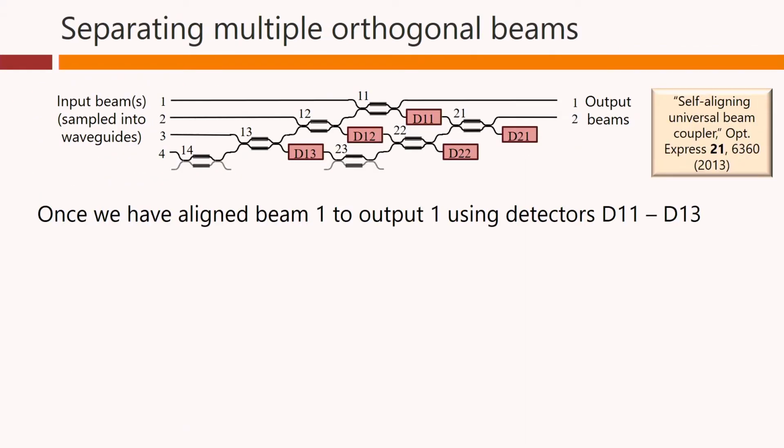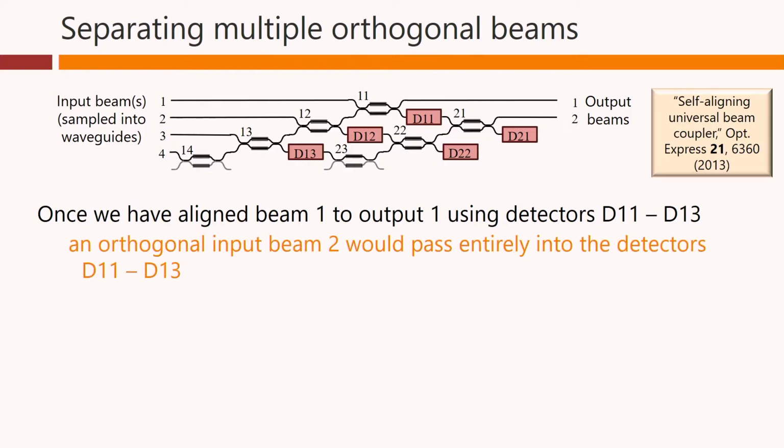Once we have aligned beam 1 to output 1 using detectors D11 to D13, that is, these detectors here working with this diagonal line of Mach senders, an orthogonal input beam, 2, would pass entirely into the detectors D11 to D13. None of it would appear at the output.